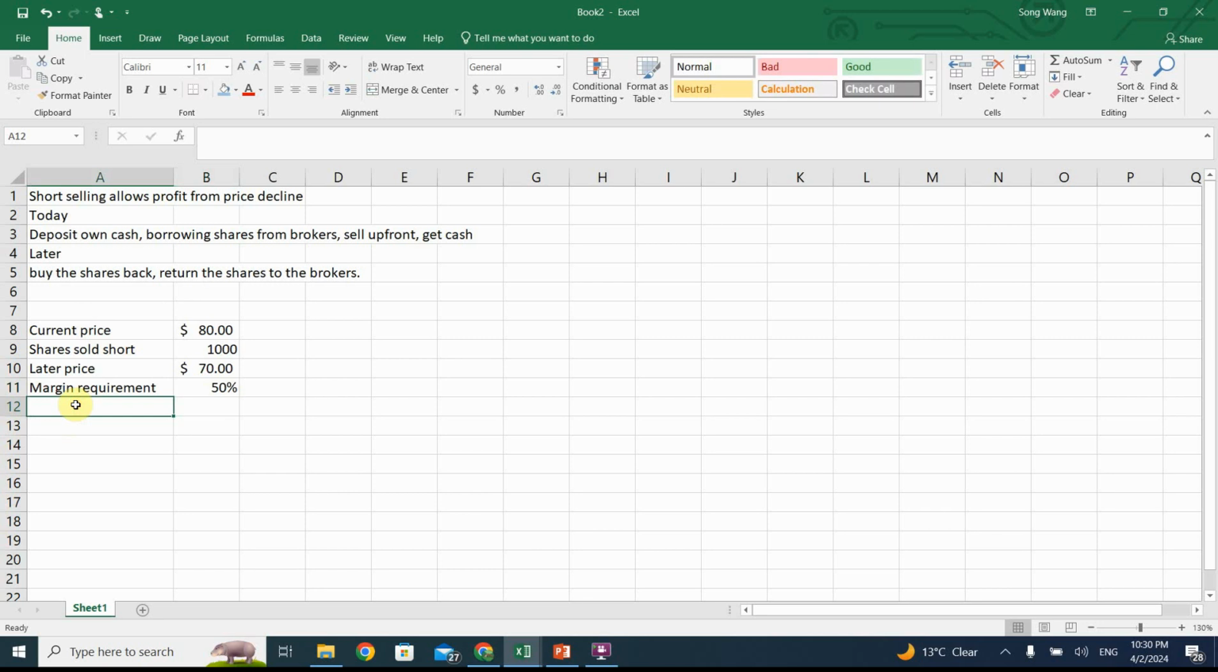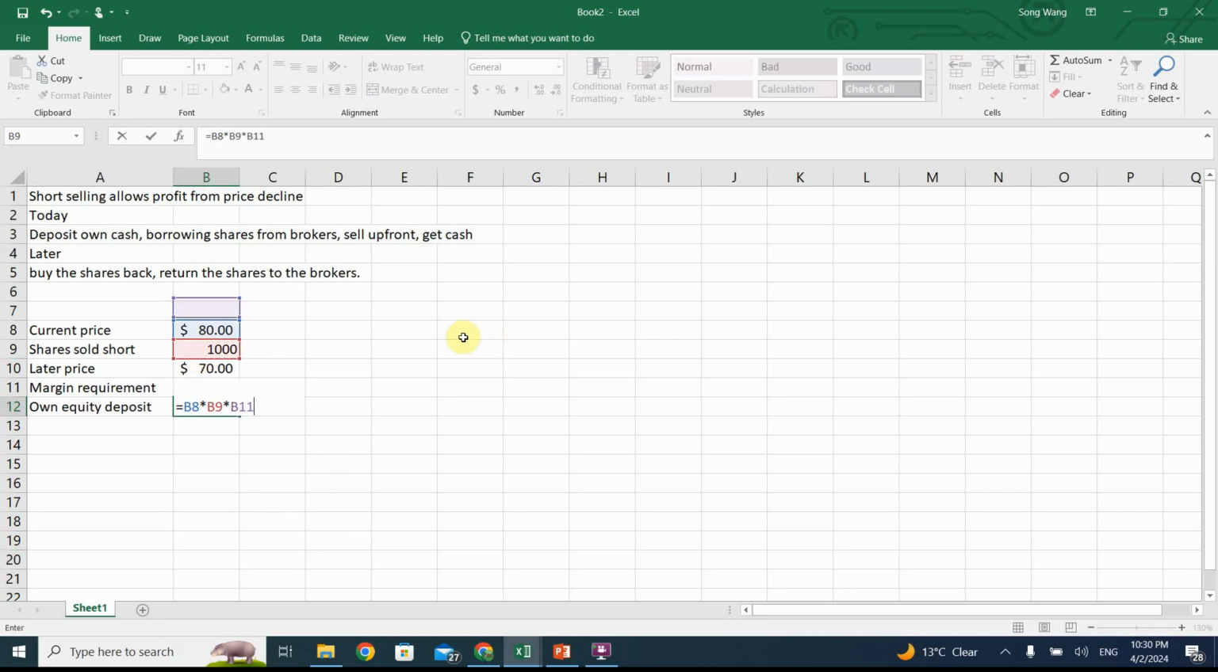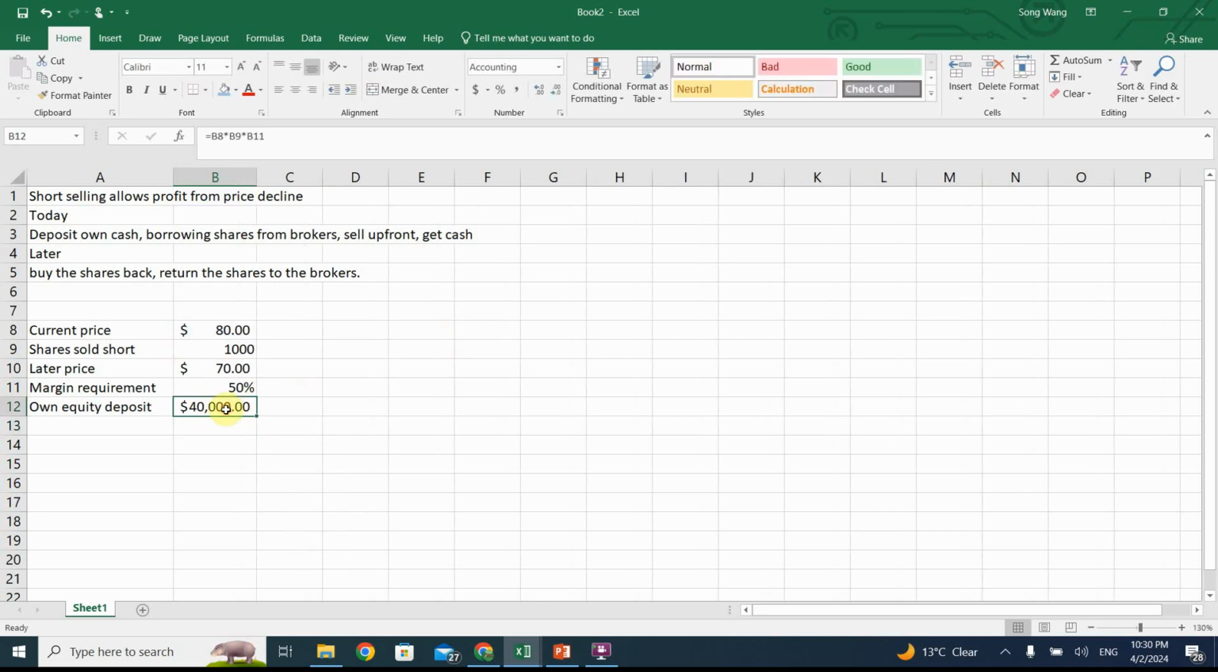And you also need to get the own cash, the own equity deposit. Okay, so that is going to be the current stock value, shares times price, and then times the margin requirement as B11. All right, so you need to put $40,000 of your own money.